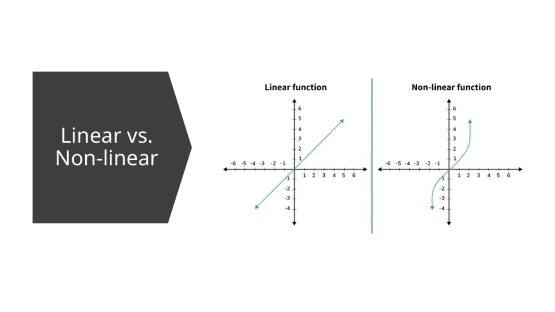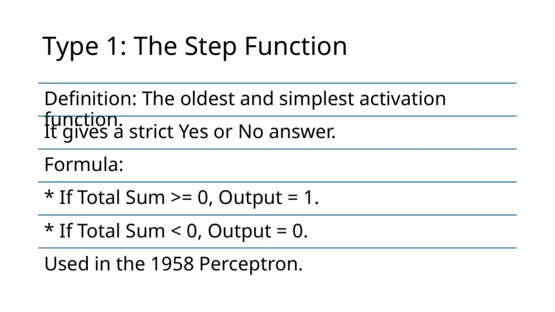Let's take a closer look at type 1, the step function. This is a fundamental concept often used in modeling systems that change abruptly from one state to another. Think of it like flipping a switch. It's either off or on, with no in-between. The step function jumps from 0 to 1 at a specific point, representing that sudden change.